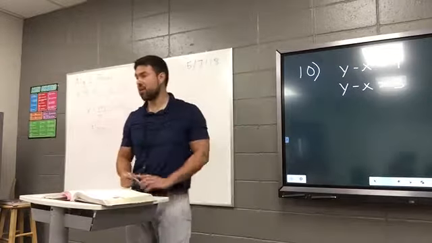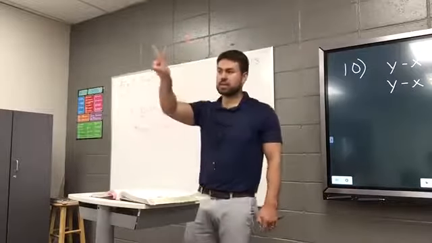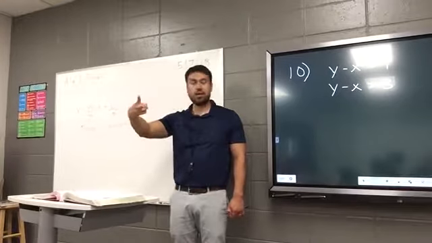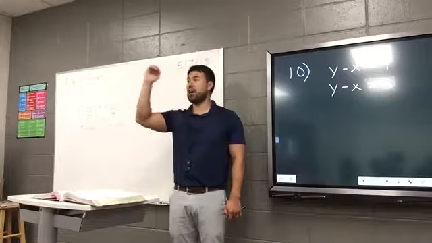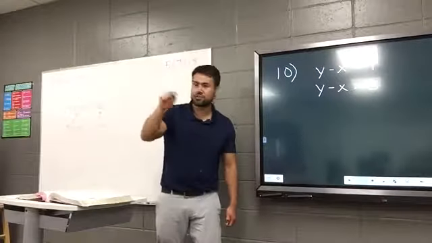When you're graphing inequalities, you graph them just like lines except for two things. Do you remember what the two things you have to keep in mind with inequalities? You have to have what? Dotted or solid. Okay, so it's going to be a solid line or it's going to be a dashed or dotted line.